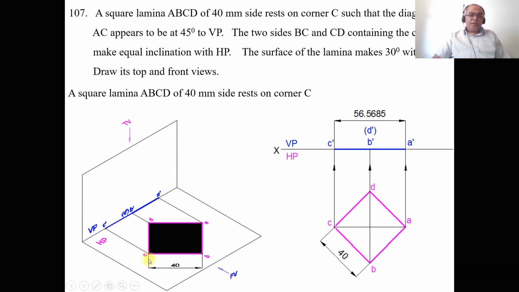As we see from the top view, it is a square of 40 mm side. When you look from the front view, C, B, A are near to the observer, so C dash, B dash, A dash are visible, and D is away from the observer, therefore D dash will be in bracket. From the front view, all the sides are parallel to HP, therefore you are getting the true shape in the top view. And when you look from the front view, the surface is perpendicular to VP, therefore you are getting a line. The same thing we have been told here has been executed in the orthographic view.